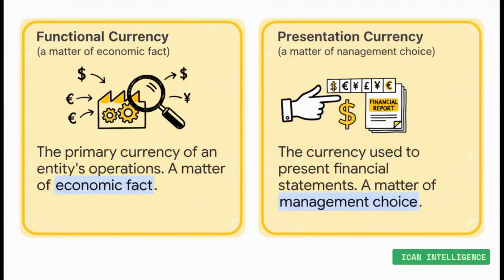It is absolutely critical for your exam that you can distinguish between these two. Functional currency is a matter of fact, based on the economic reality. Presentation currency, on the other hand, is just a choice. It's the currency a company decides to present its financial statements in.